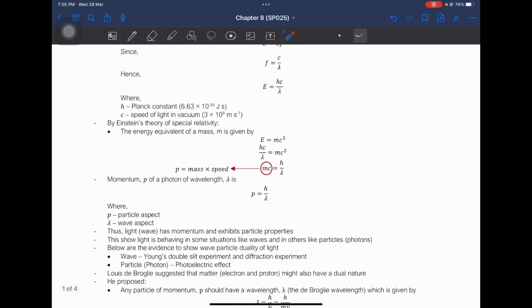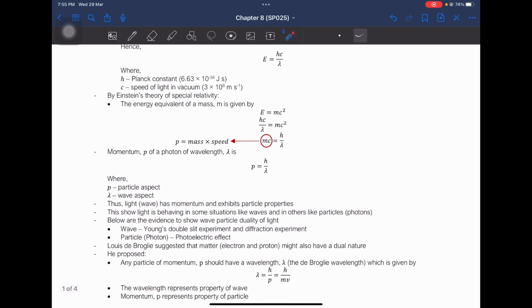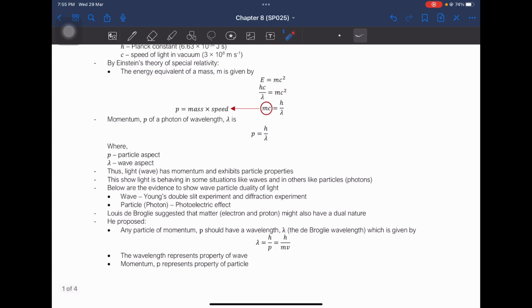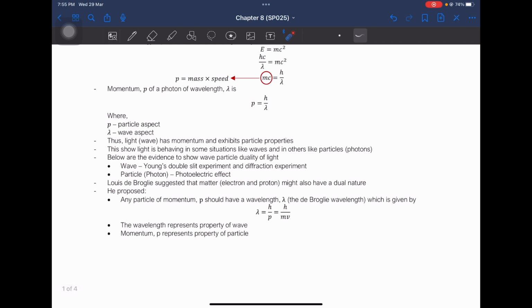By Einstein's theory of special relativity, the energy equivalent of a mass is E equal to mc squared. When we substitute hc over lambda here, we get an equation that looks like this. So mc is equal to h over lambda. What is mc here? This is actually telling us the momentum. Momentum is mass times velocity, mv, and c here is basically the speed, so it is actually v. So the momentum of a photon of wavelength lambda can be calculated by using this equation, mv equal to h over lambda.